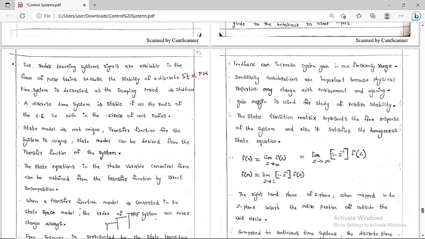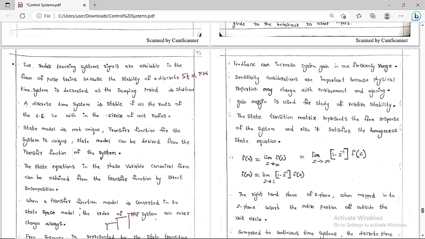Suppose I have taken some system. As the time changes, as the environment changes, those element values are going to change. Because of this, the output is also going to change. So that is called sensitivity considerations. Sensitivity considerations are important because the physical properties may change with the environment and the aging.